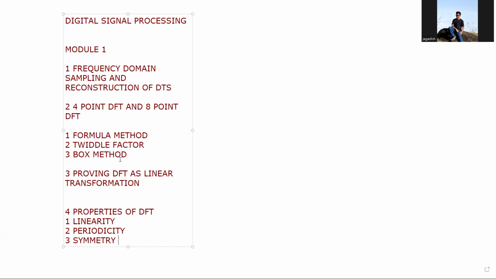After that, you need to learn about circular convolution. Circular convolution is very important from the point of view of the examination. This much you need to learn from module 1. These are the fixed topics on which the examiner sets the paper.